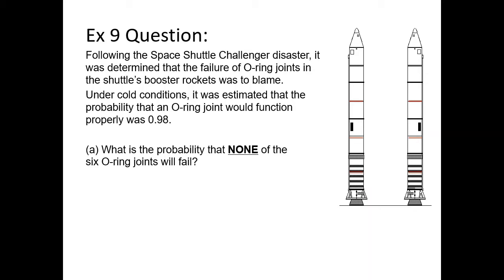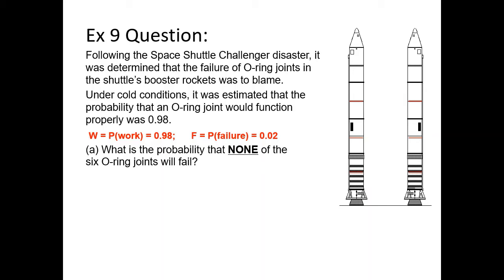All right, so there are 6 O-ring joints. Each solid rocket booster is made in 4 big pieces, and then they're taken to Cape Canaveral and put together. So we would need 3 joints for each solid rocket booster. So that's a total of 6 joints. All right, so what's the probability that none of the 6 O-rings will fail? So the probability that 1 joint works is 98%. And the probability that it fails is 2%.